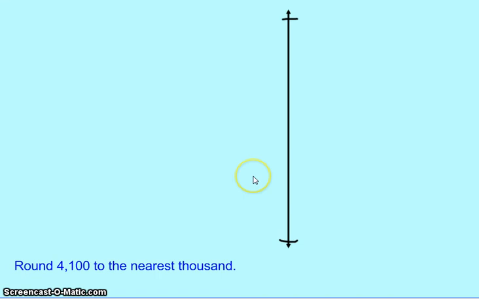So first of all, we have to figure out what this lower end unit should be. Well, we're rounding to the nearest 1,000. So let's look at the number. We're already at 4,000. So this number is between 4,000 and what would be the next 1,000 up? You're right, 5,000. 4,100 is between 4,000 and 5,000.